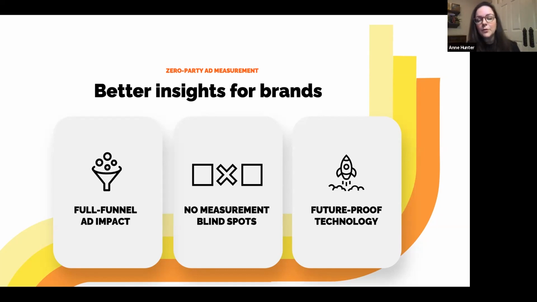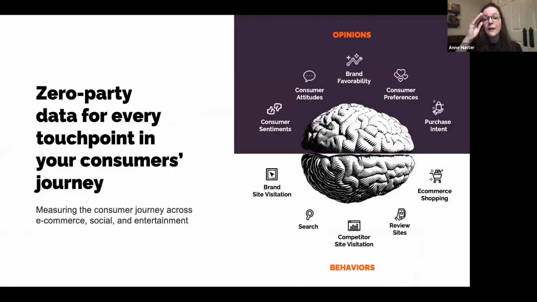And finally, it's future-proof. Because this comes from consumers, it doesn't matter what particular technological piece is allowed or not allowed. Consumers are just providing it. And so that means that that data is always available. So it gives you way more touch points in the consumer journey than you even had back in the day with just cookies or mobile IDs.